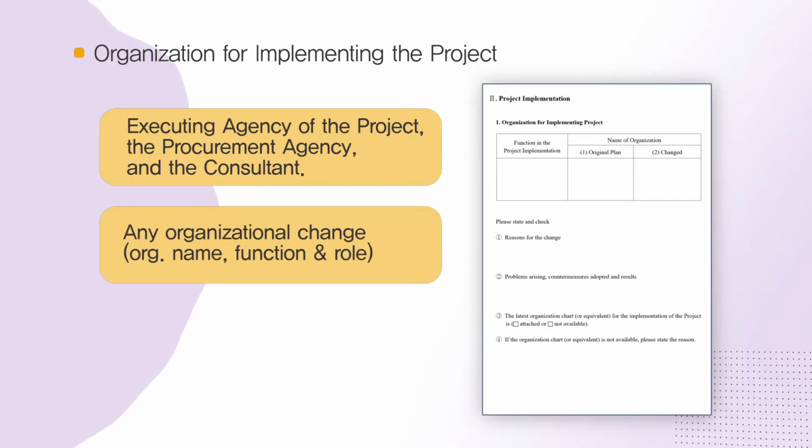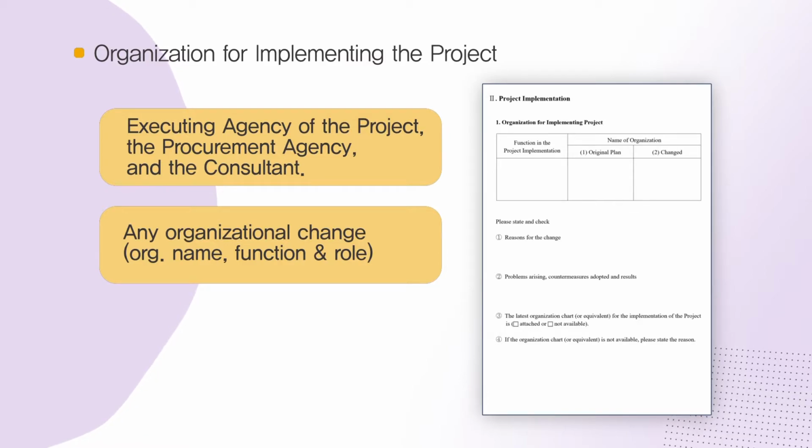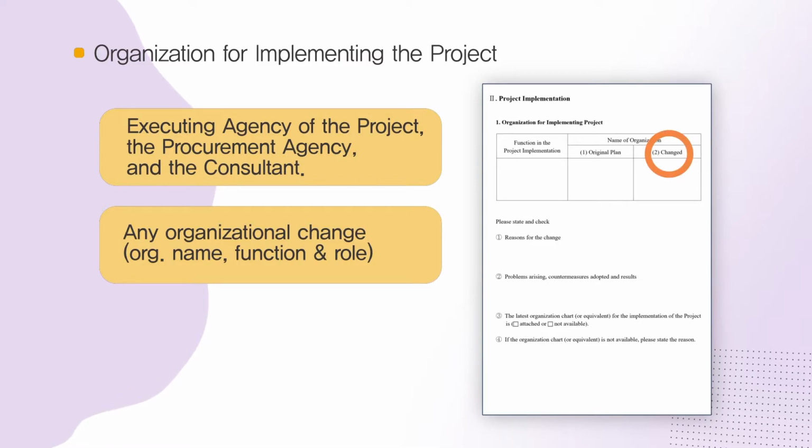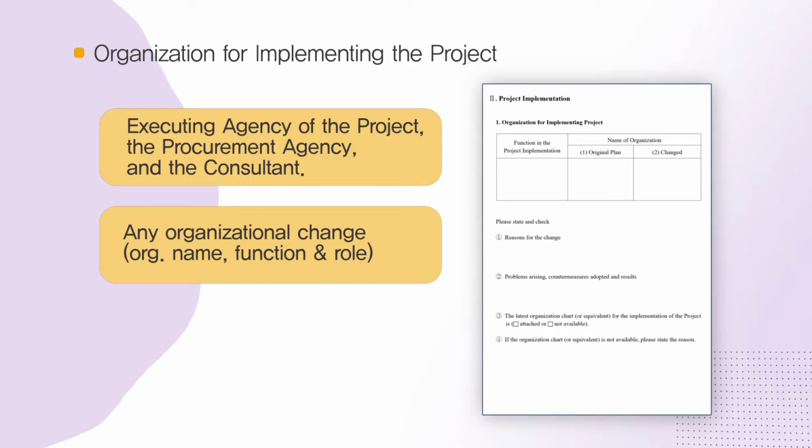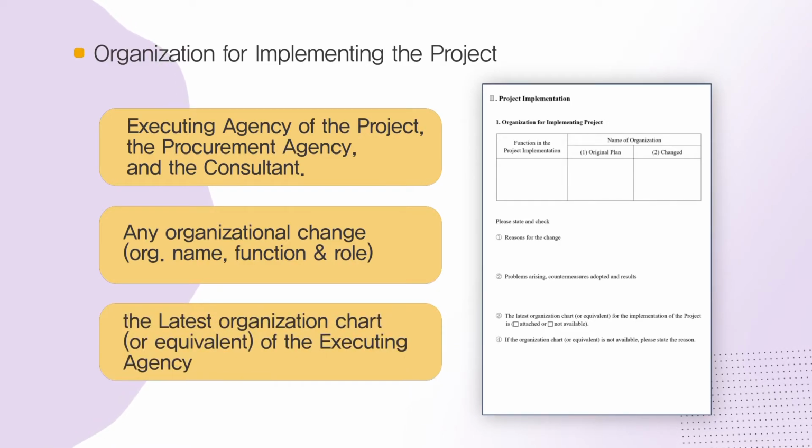In the event of any change in the original plan, organization, function, and role, such a change and the reasons should be described in detail in the column 2, Changed. If any problem has arisen, such problem, with measures taken and the results, should also be described. Also, the latest organization chart or equivalent of the executing agency should be attached.